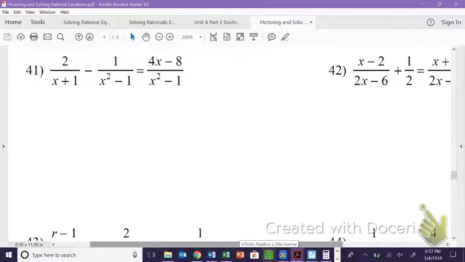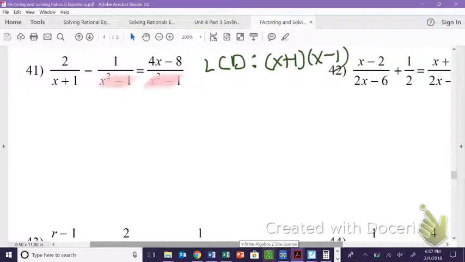Okay, next one, 41. Take a look at this x squared minus 1. You're going to try to tell me, oh, I can get this to equal x squared minus 1, but you cannot. x squared minus 1 is what, Autumn? Difference of squares. Very good, because 1 is a perfect square, and x squared is a perfect square. So that's why our LCD is going to be x plus 1 times x minus 1, or x squared minus 1. Remember? x squared minus 1. That's what it factors to every single time.